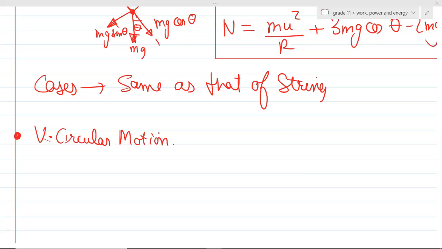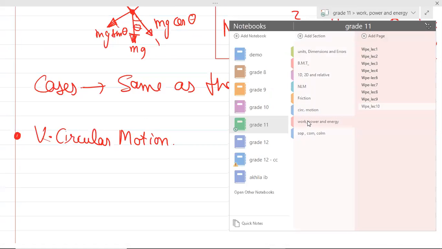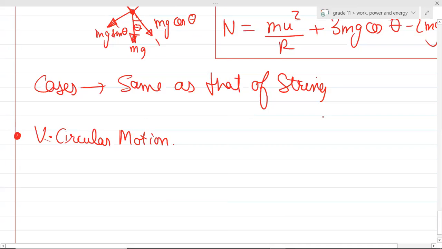Anyways, last heading: vertical circular motion outside a circular track.